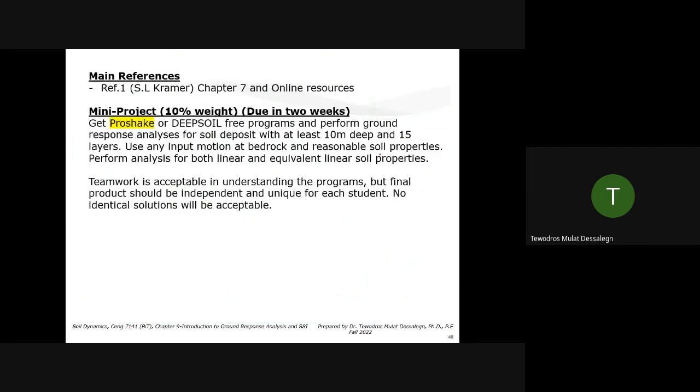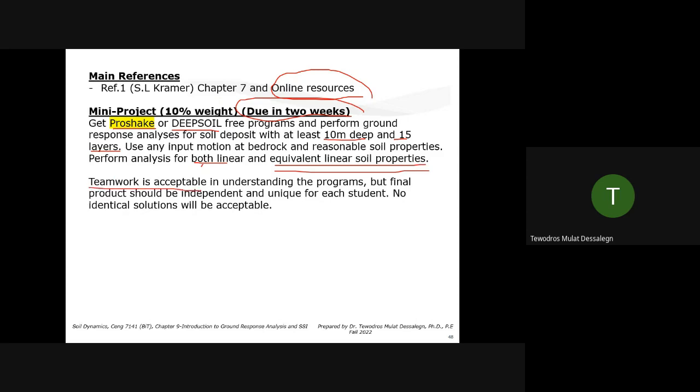So the main reference for this section was reference 1, the Kramer book, chapter 7, and a lot of online resources. So you will have a mini project for this section. 10%, due in 2 weeks. Get ProCheck or DEEPSOIL, free programs, and perform ground response analysis for a soil deposit at least 10 meters deep and 15 layers. Use any input motion at bedrock and reasonable soil properties. Perform analysis for both linear and equivalent linear soil properties, constant G and damping values, or some degradation curve you can assume.